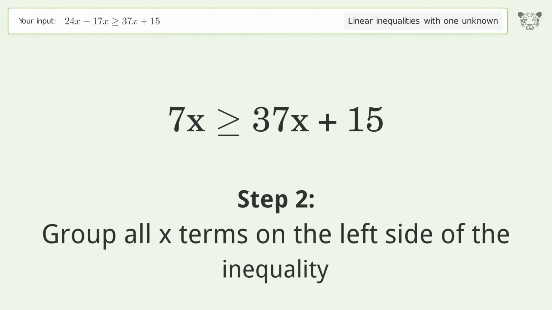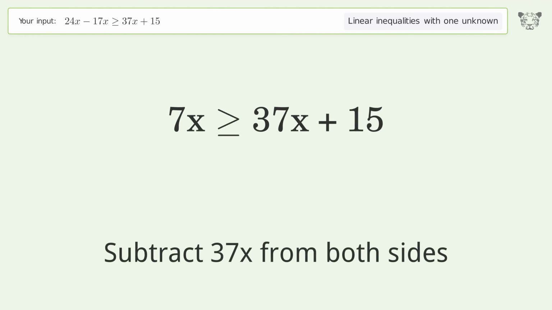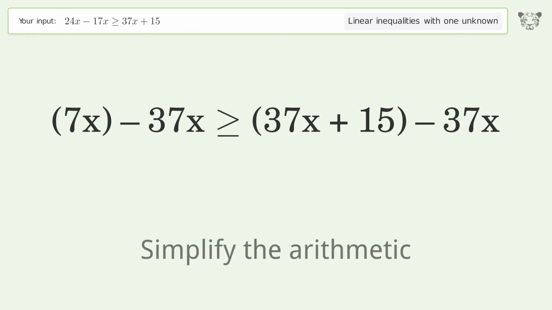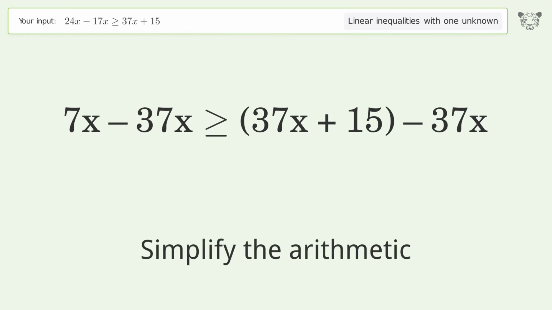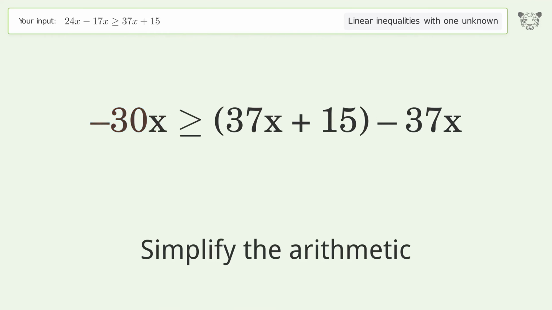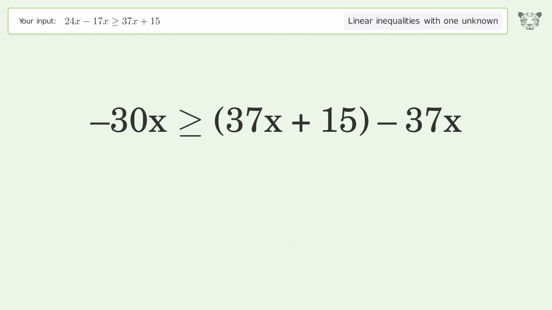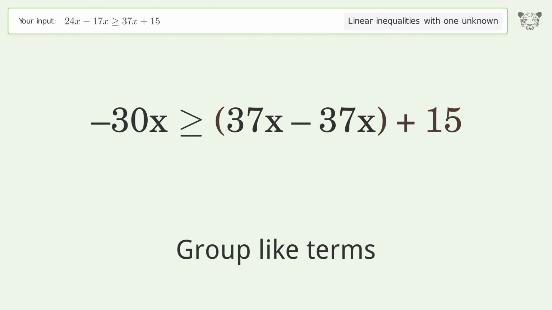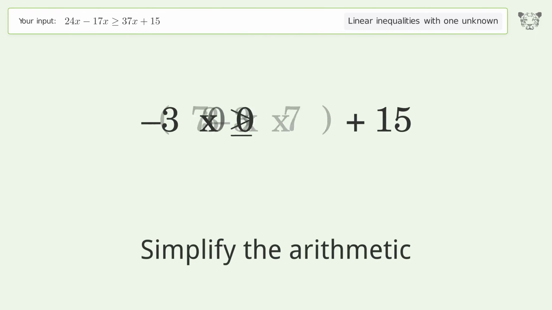Group all x terms on the left side of the inequality. Subtract 37x from both sides. Simplify the arithmetic. Group like terms. Simplify the arithmetic.